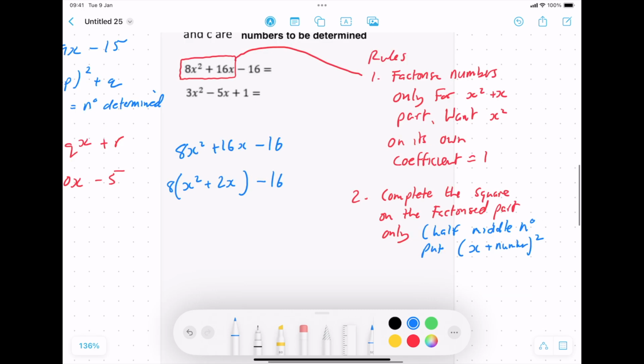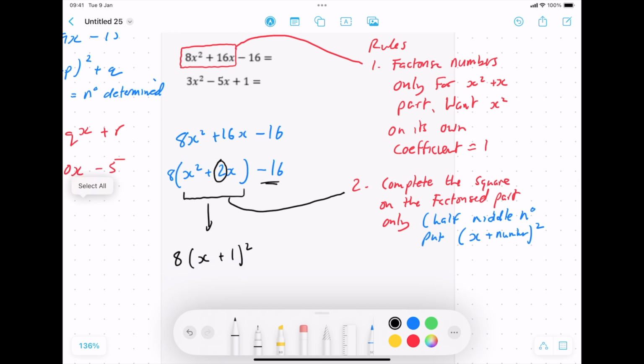So that gives us 8 times the bracket x squared plus 2x. Then the next thing is to complete the square on the factorized part. So what is the factorized part? It's this bit, so I just put a bracket there. That's the bit we complete the square on. And as explained in the previous video, you halve the middle number, and that's the part that goes into the bracket. x plus 1 all squared with the 8 still there. At this point, we can ignore the 16 for the moment. So we've completed the square just on this bracketed part: half the middle number, put it into brackets, and all squared.